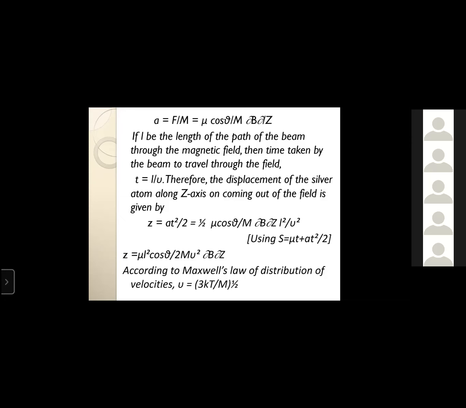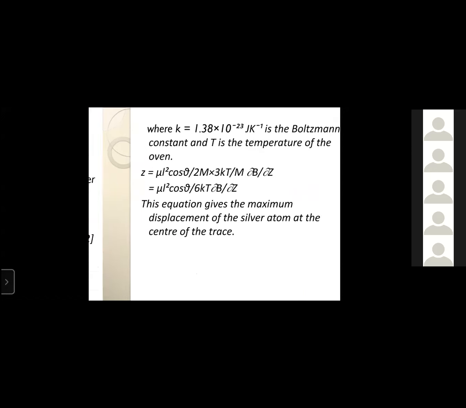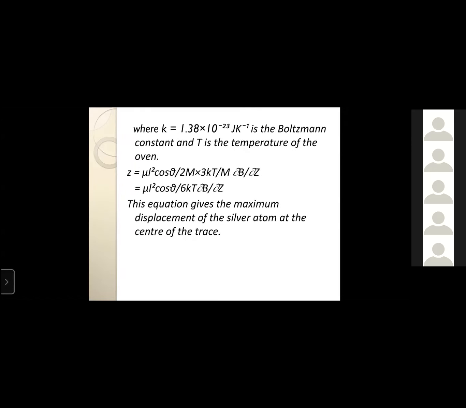According to Maxwell's law of distribution of velocities, v equals (3kT upon m) whole raised to the power 1 by 2, where k is the Boltzmann constant, T is the temperature of the oven, and the value of k is 1.38 times 10 to the power minus 23 joule per kelvin.